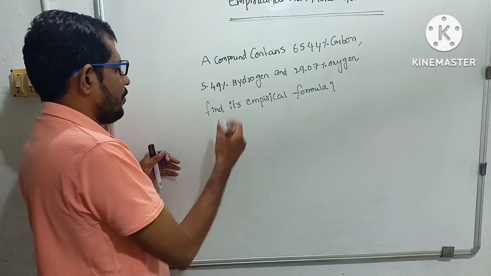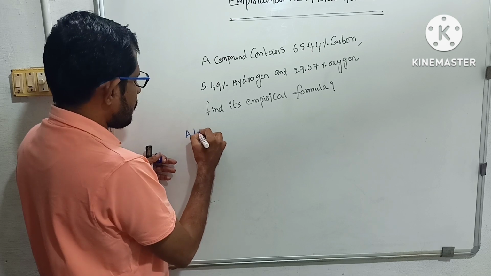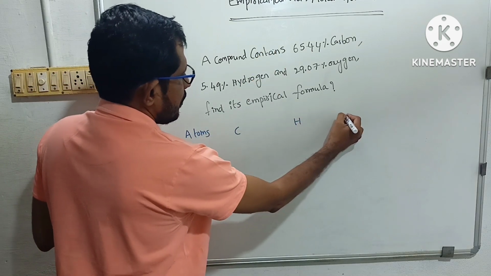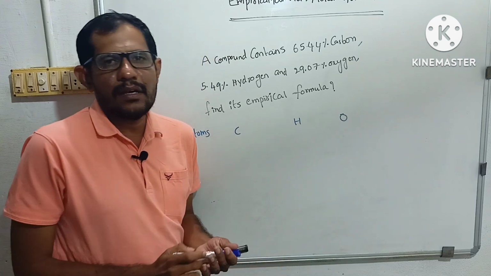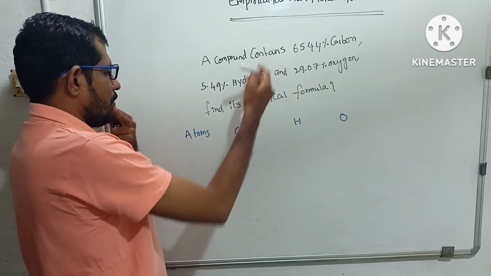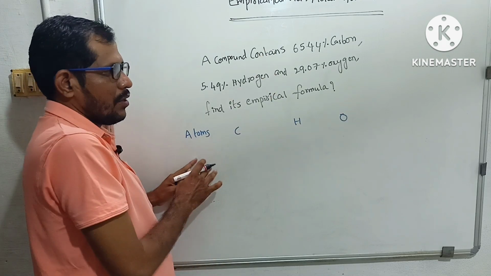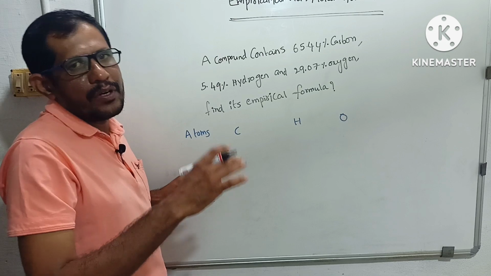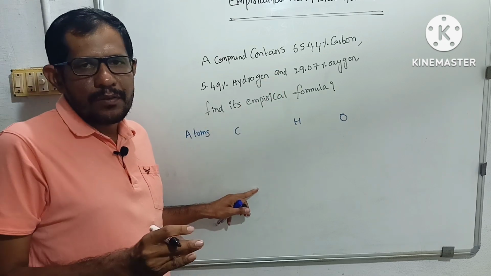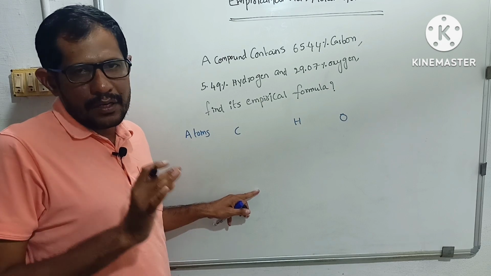I will write the atoms first. What are the atoms he has given? Carbon, hydrogen and oxygen. These 3 are the atoms he has given. So next write the percentage. We need to convert this into moles, and then we need to find the ratio.